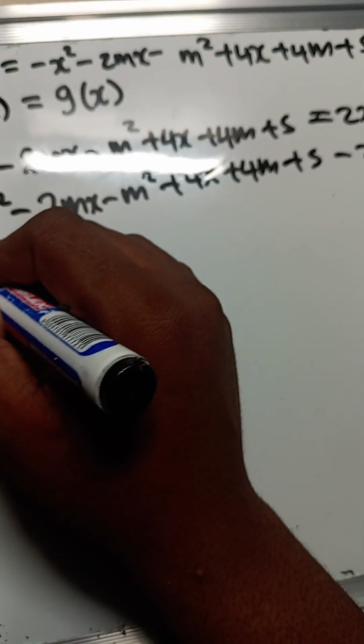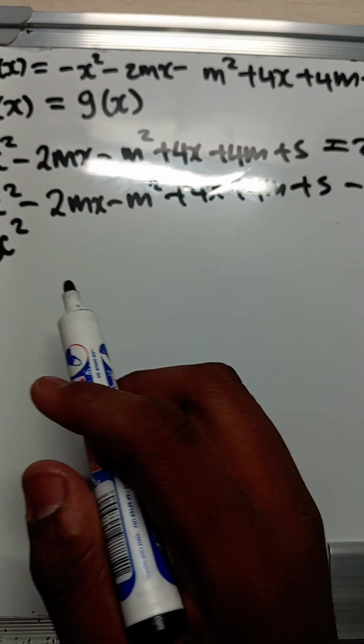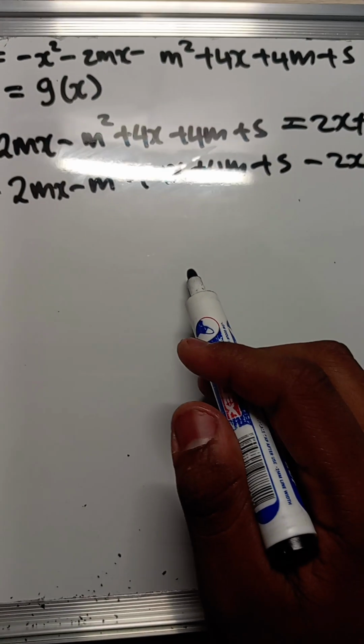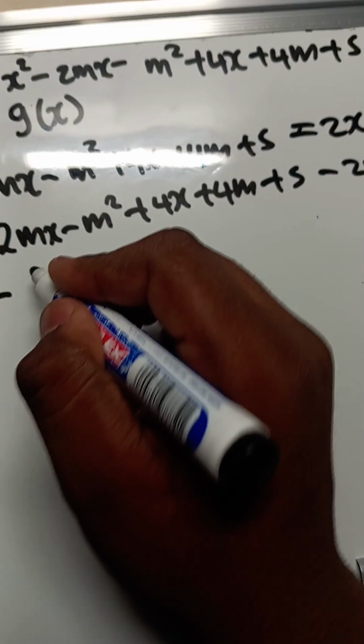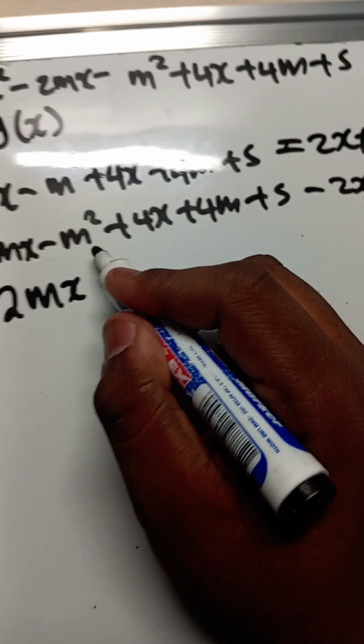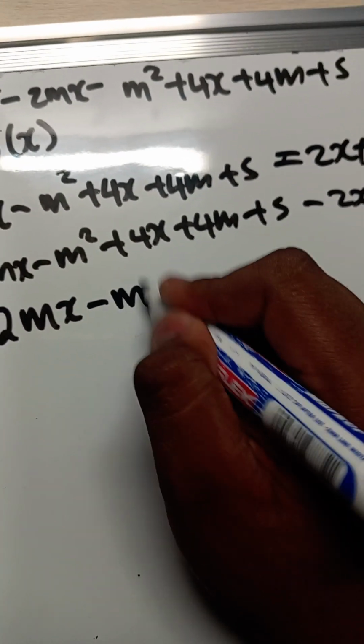The first thing first, I can see that x squared is on its own. Let's check for other like terms. Do I have something with 2mx? No, I do not have it. I just write 2mx. Something with m squared? I do not have it.